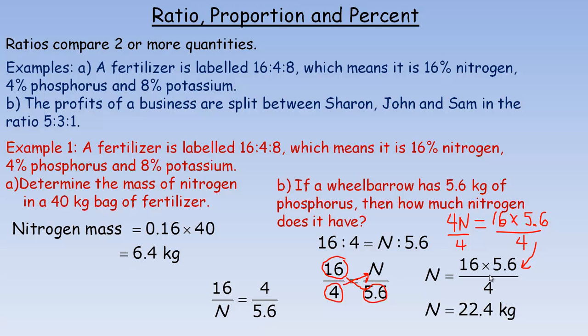One last way you could do this is you could notice, and this is especially convenient if the numbers work out nicely like they do here, there's a multiplying factor of 4 here. If you multiply the phosphorus by 4, you get the nitrogen amount. So if you multiply the 5.6 by 4, you will get the actual nitrogen amount, which works out to this 22.4 kilograms. So lots of ways to solve that.